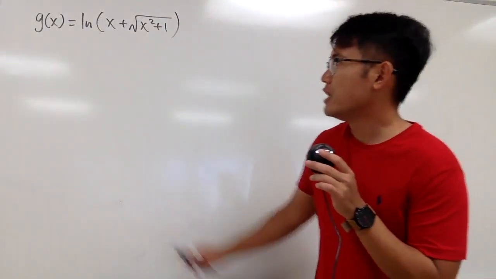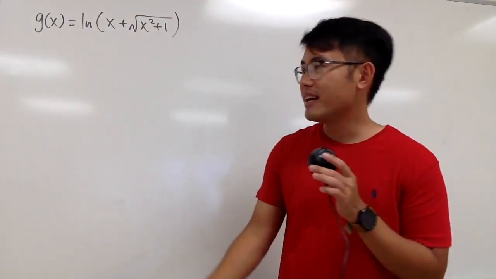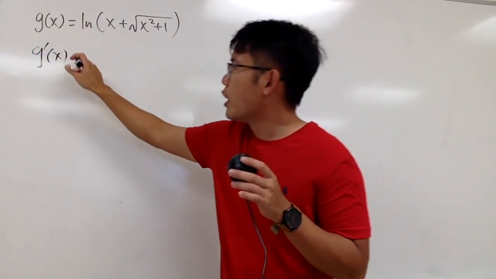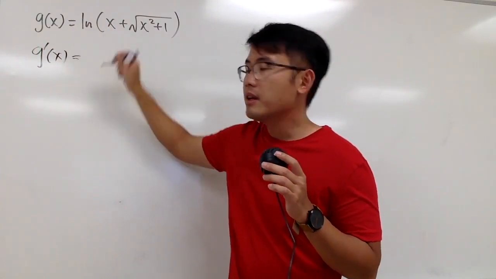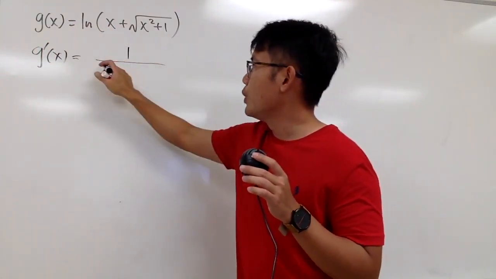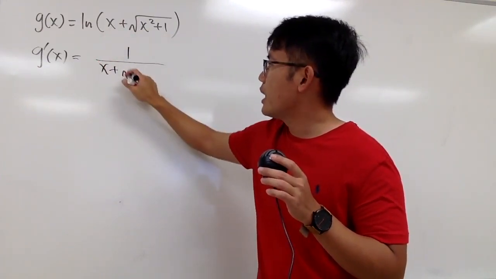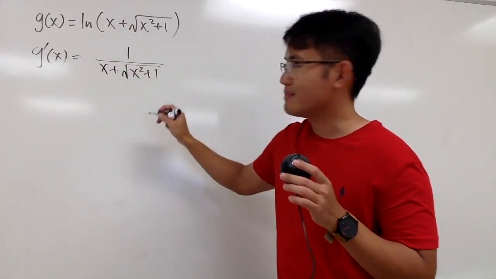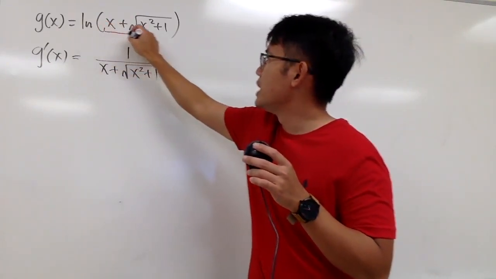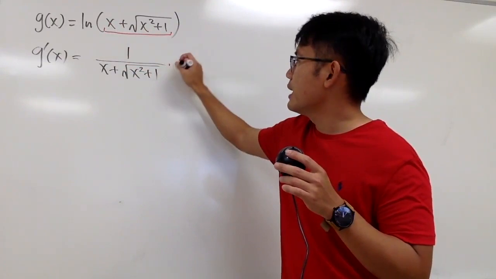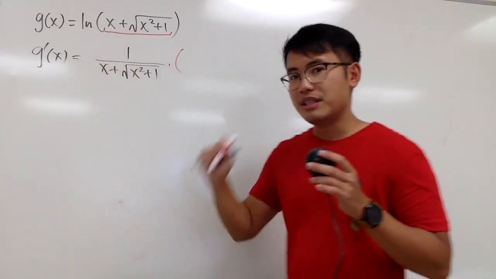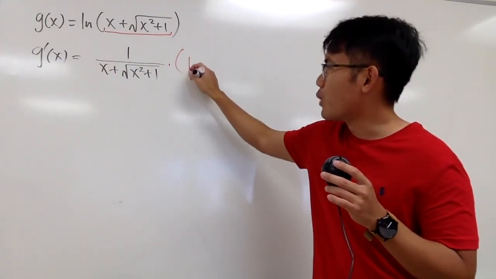Okay, we're going to find the derivative of this function. So let's go ahead and start. G prime for the derivative of g. Here we go. Derivative of ln of something. We first write down 1 over this in the denominator. So we will have x plus square root of x squared plus 1. Then the chain rule says we have to multiply by the derivative of the inside. So let's go ahead, multiply by, and open the parentheses. Derivative of x is 1. So let's put down the 1.